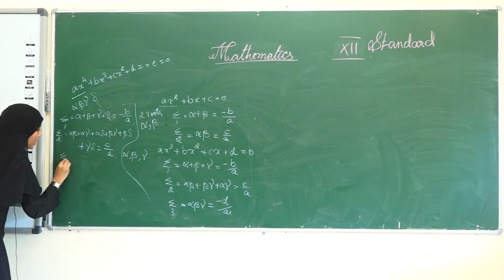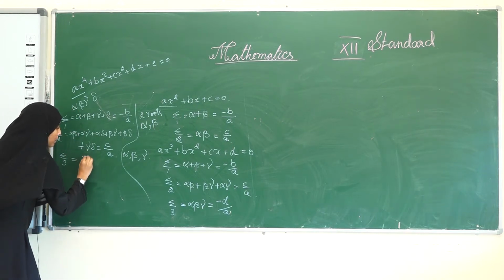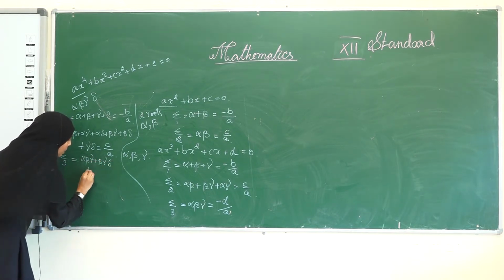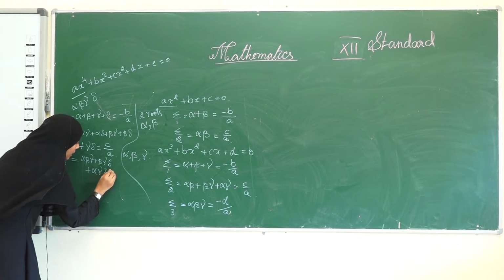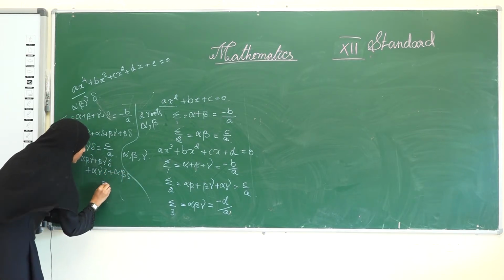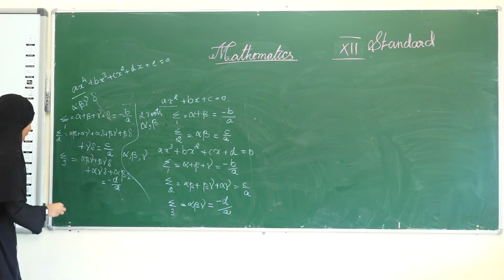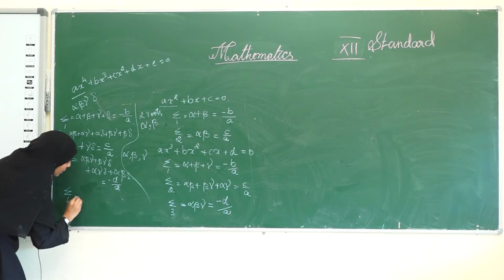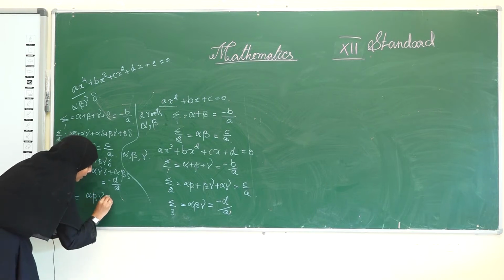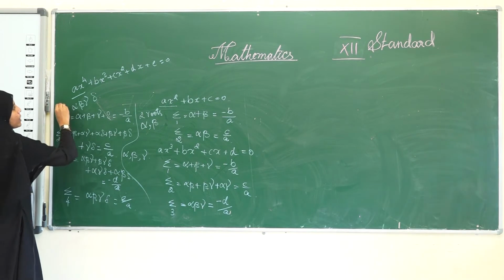And here summation 3, the next term. How can we find summation 3? That is alpha beta gamma plus beta gamma delta plus alpha gamma delta plus alpha beta delta, which will be equal to minus d divided by a. And then the fourth, summation 4, is equal to the product of the roots, right? Alpha, beta, gamma and delta, which will be equal to e divided by a from this equation.